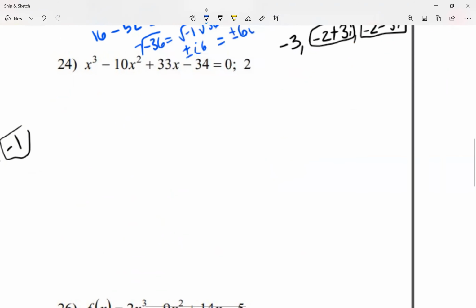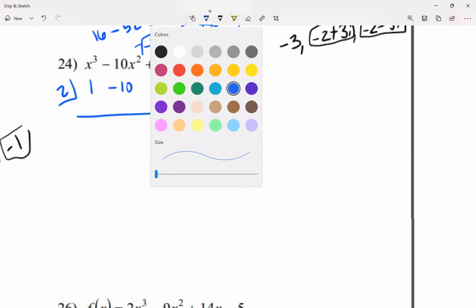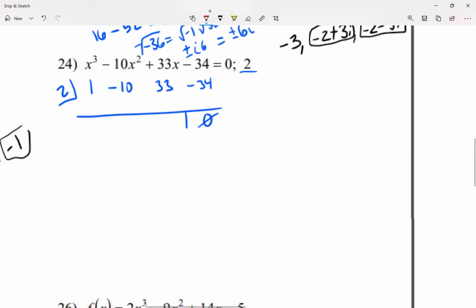All right, so it says that a root is 2. The root given is 2. So I'm going to say that my leading coefficients are 1, minus 10, positive 33, negative 34. And when I do my synthetic division, my remainder is going to be 0. That's what it says. Once you call it a root, that's what you say. Again, make sure you're not skipping any numbers there. So bring this 1 down.